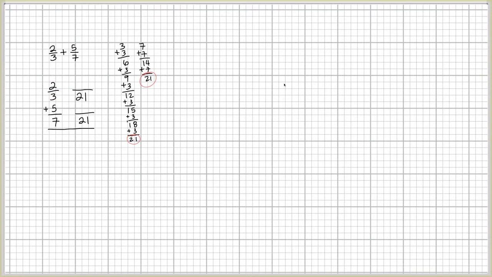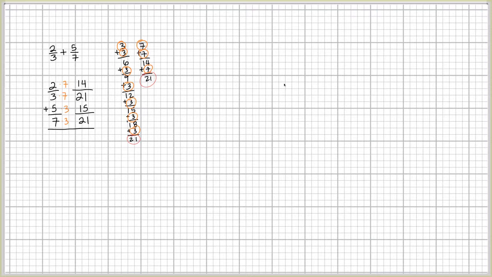How do we do that? Well, 3 times something gives you 21. Well, that something is 7 because there's 7 3's. So 3 times 7 gives you 21. 2 times 7 gives you 14. Same thing with the 7's. How many 7's do I need to make 21? Well, I need 3 of them. So 7 times 3 gives you 21. And then 5 times 3 gives you 15.